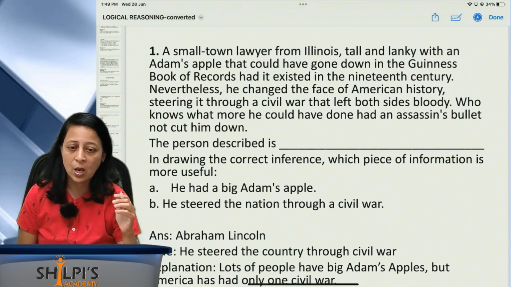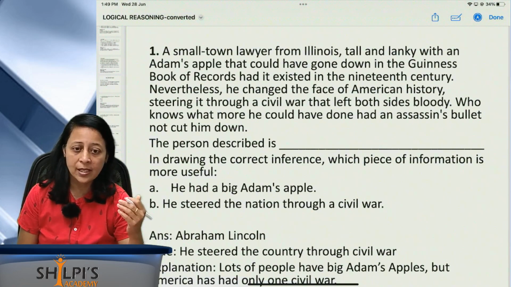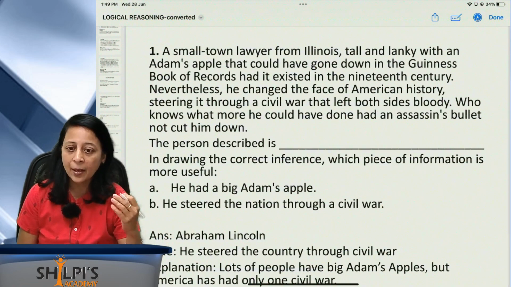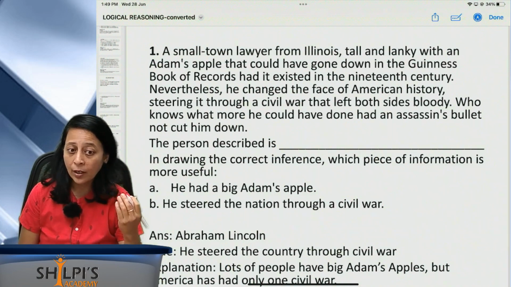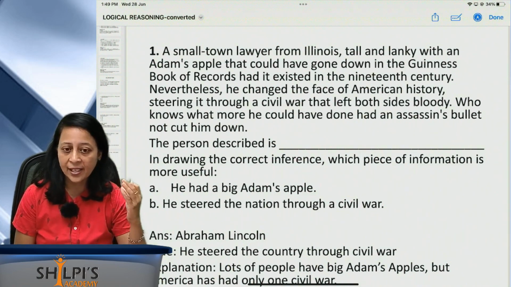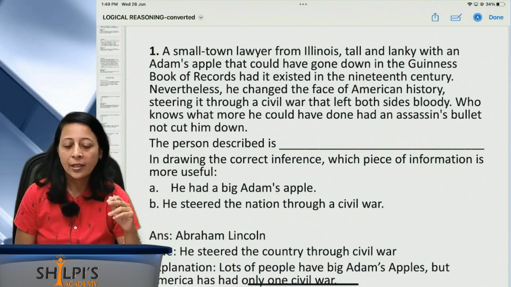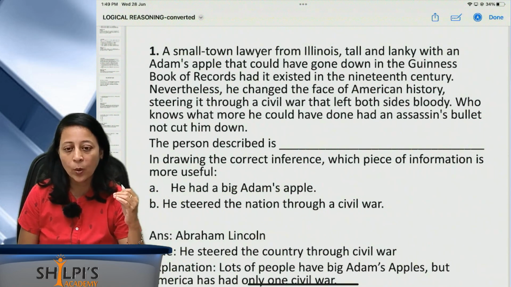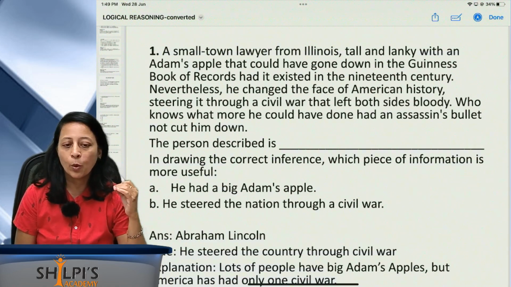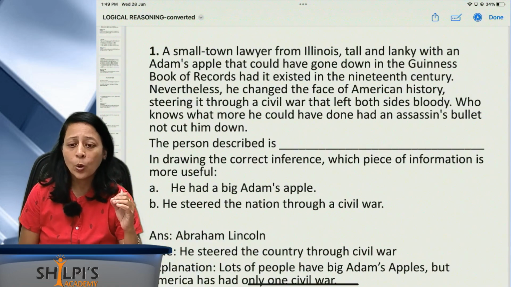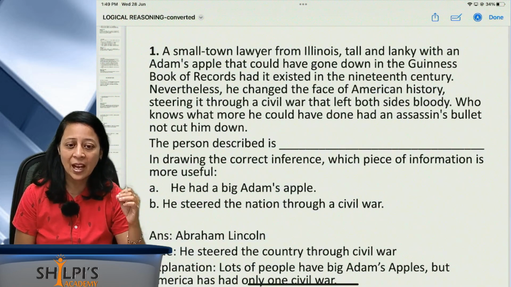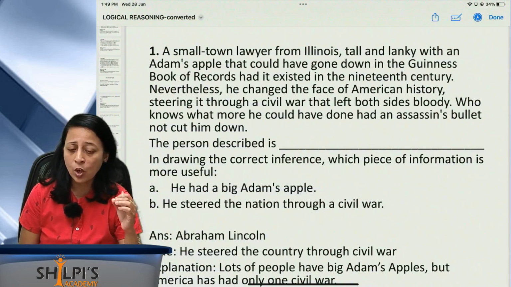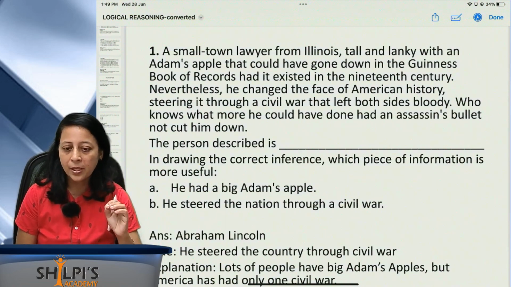A small town lawyer from Illinois, tall and lanky with an Adam's apple that could have gone down in the Guinness Book of Records had it existed in the 19th century. Nevertheless, he changed the face of American history, steering it through a civil war that left both sides bloody. Who knows what more he could have done had an assassin's bullet not cut him down. The described person is dash.